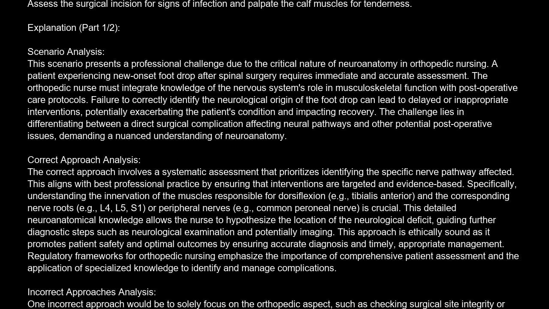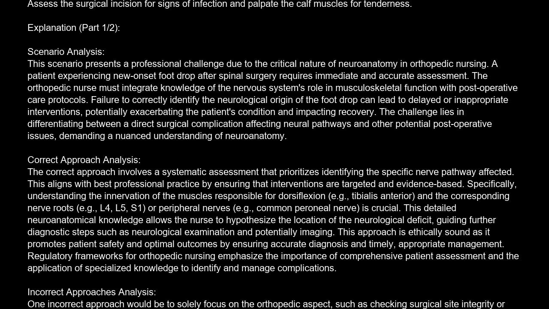Correct approach analysis. The correct approach involves a systematic assessment that prioritizes identifying the specific nerve pathway affected. This aligns with best professional practice by ensuring that interventions are targeted and evidence-based. Specifically, understanding the innervation of the muscles responsible for dorsiflexion, e.g., tibialis anterior, and the corresponding nerve roots, e.g., L4, L5, S1, or peripheral nerves, e.g., common peroneal nerve, is crucial. This detailed neuroanatomical knowledge allows the nurse to hypothesize the location of the neurological deficit, guiding further diagnostic steps such as neurological examination and potentially imaging.